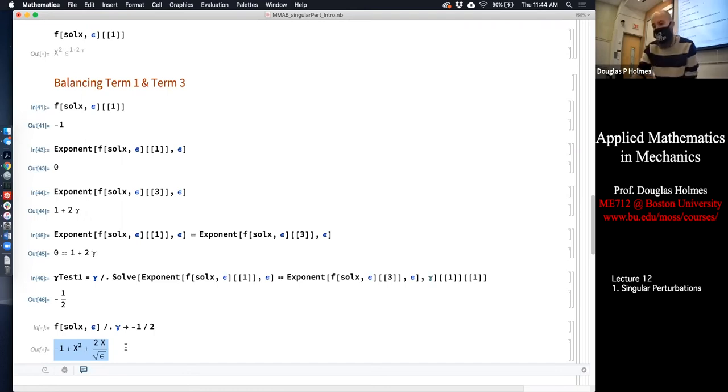So this term here and this term here don't contain an epsilon in them. So they're of order 1 always. No matter how much we change epsilon, these terms are always going to be of order 1.